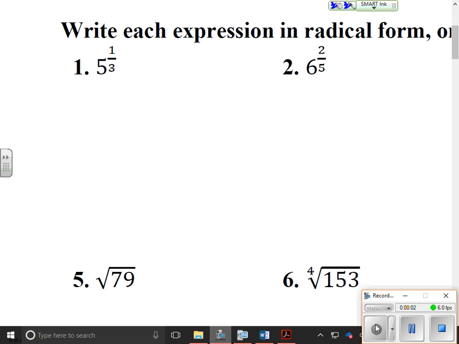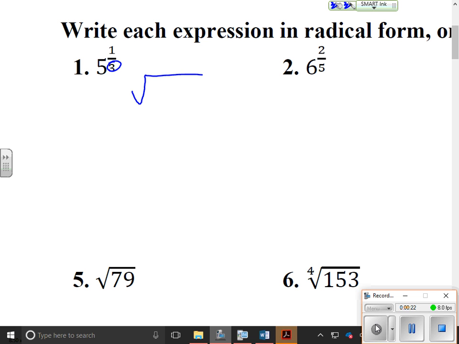1, 2, and 3 aren't bad. You're basically just translating it. There's not really a lot of work to do. You just have to convert it into radical form. Remember, the denominator is going to be your index.